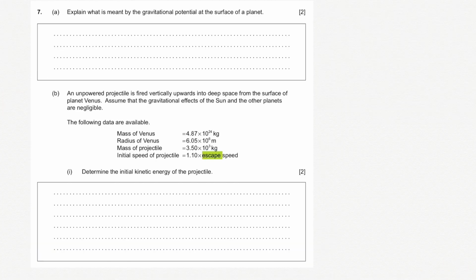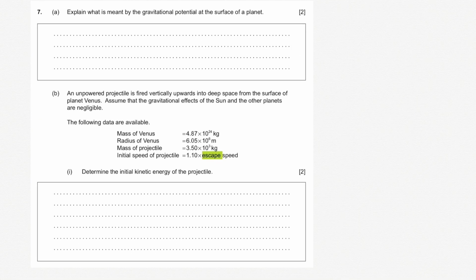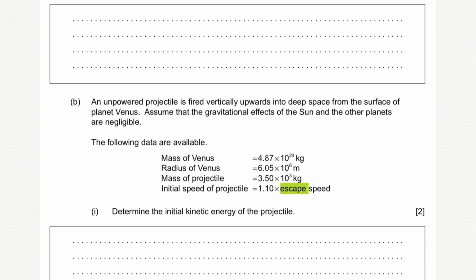Starts off very easily. It's a definition. I'm always telling you to learn your definitions. In this case, it doesn't say define. It says explain what is meant by the gravitational potential at the surface of a planet. That just means define. Okay, so we're going to write that down.